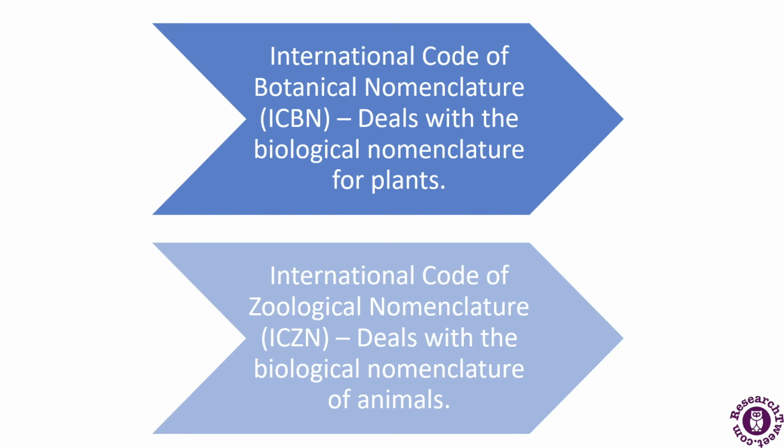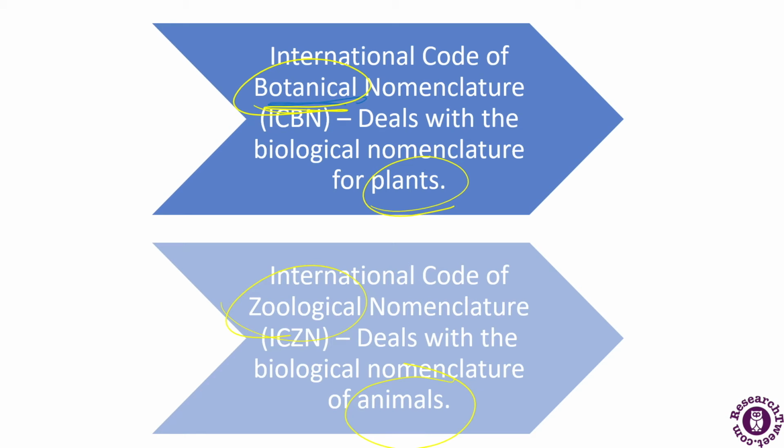The next is, I was telling you about the codes of binomial nomenclature. There are two international codes which are agreed upon by biologists over the entire world for naming protocol. According to these codes, the nomenclature is finalized. The International Code of Botanical Nomenclature deals with biological nomenclature for plants. Botanical means it is for plants. The next international code is for zoological nomenclature, which deals with animals. So this is how the two codes are represented.